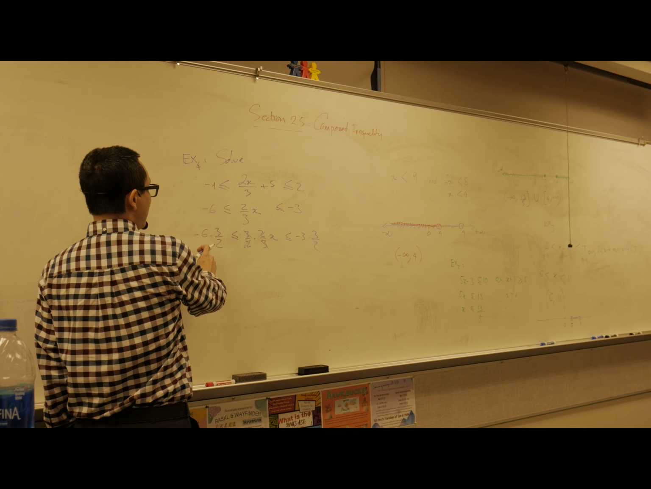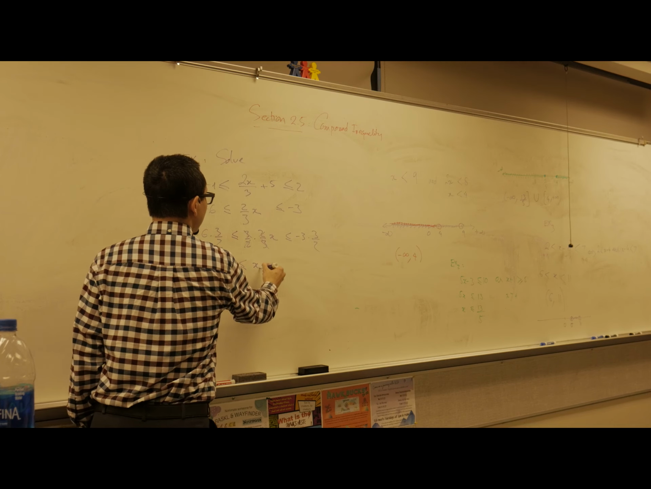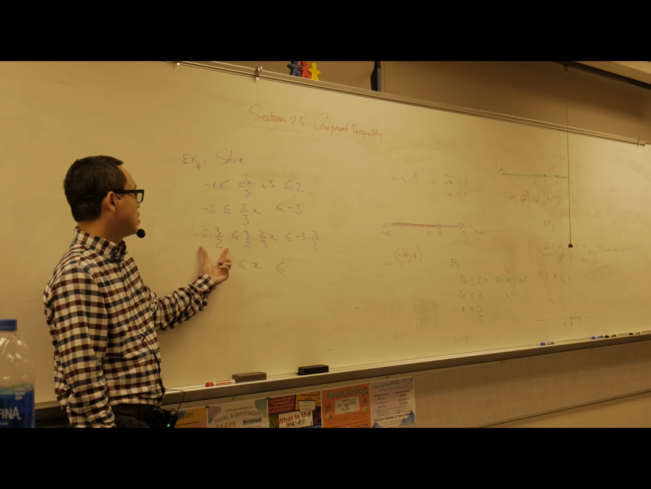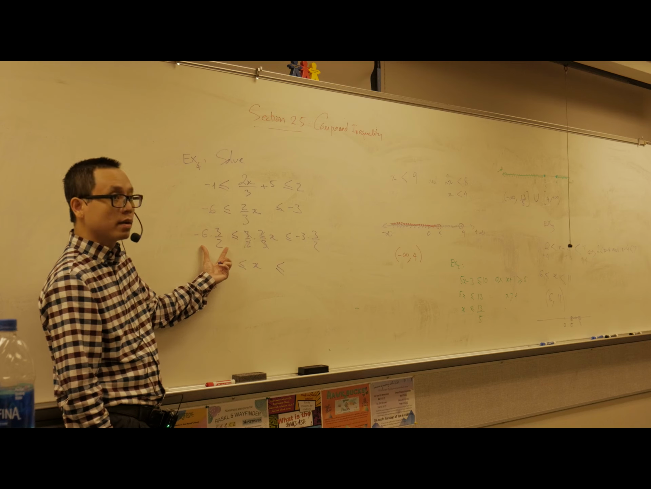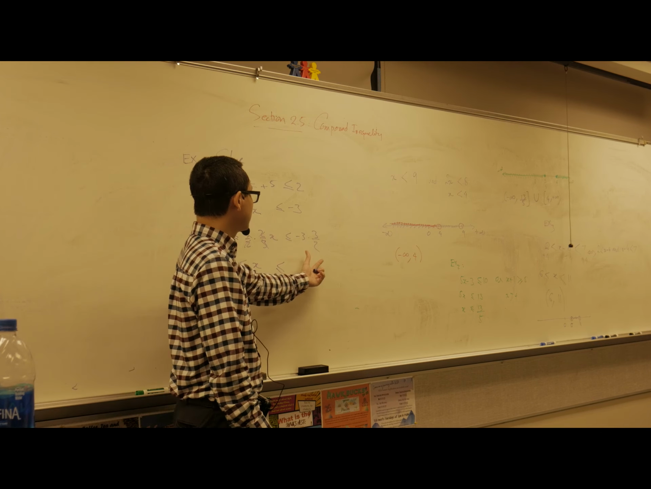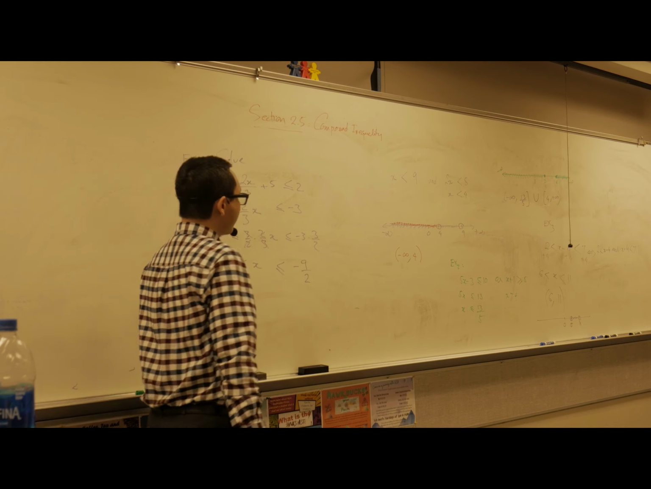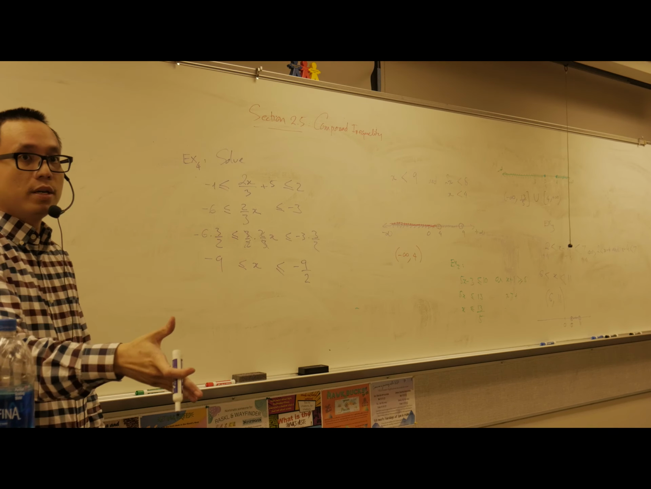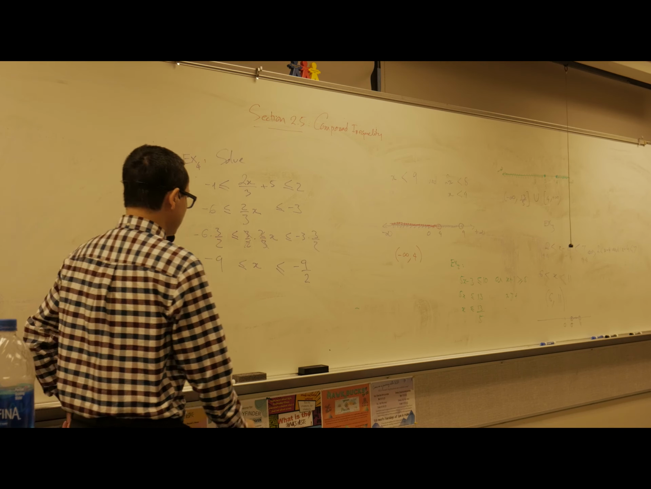So negative 6 times 3 over 2 gives you what? Negative 9. This one is negative 9 over 2, because negative 3 times 3 is negative 9, over 1 times 2. And that's it. That's your answer.